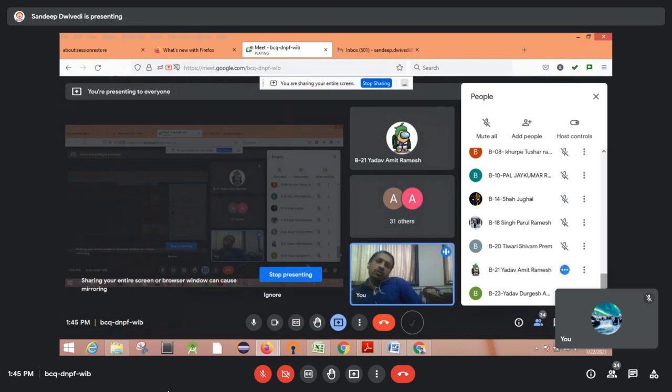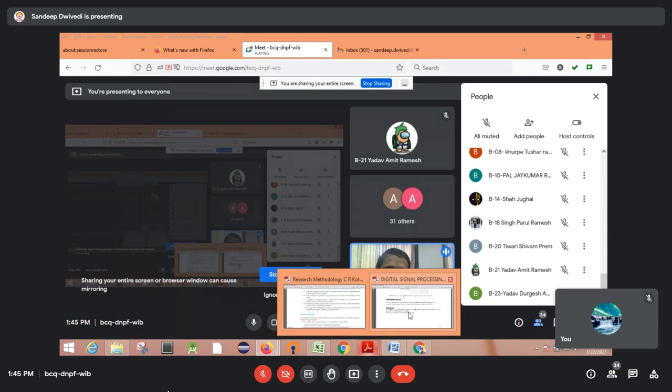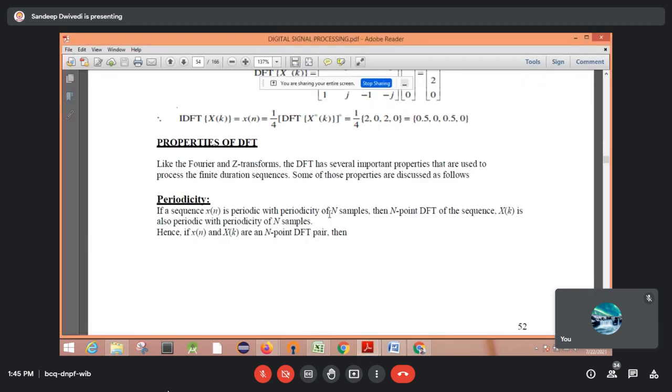Okay, so we will move to the next part, that is the properties of the DFT. See here, in the revised syllabus they are not asking you the proof of the property, just the properties you have to remember, or based on the properties you will get the numerical. They are not asking you the proof. So I will just take all these properties and then we will go to the numerical. We will solve the numerical based on this. So the first property is the periodicity.